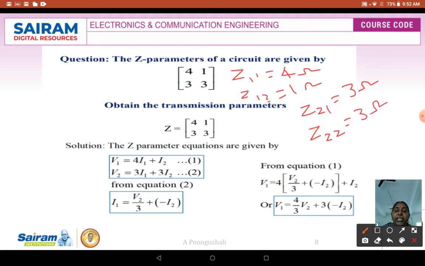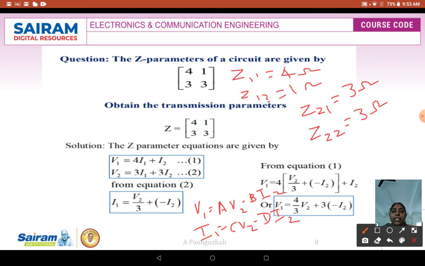Now we have to obtain the transmission parameters. Writing the Z parameter equations, V1 is equal to 4I1 plus I2, and V2 is equal to 3I1 plus 3I2. In terms of transmission parameters, V1 is equivalent to A into V2 minus B into I2. Similarly, I1 is equivalent to C into V2 minus D into I2.